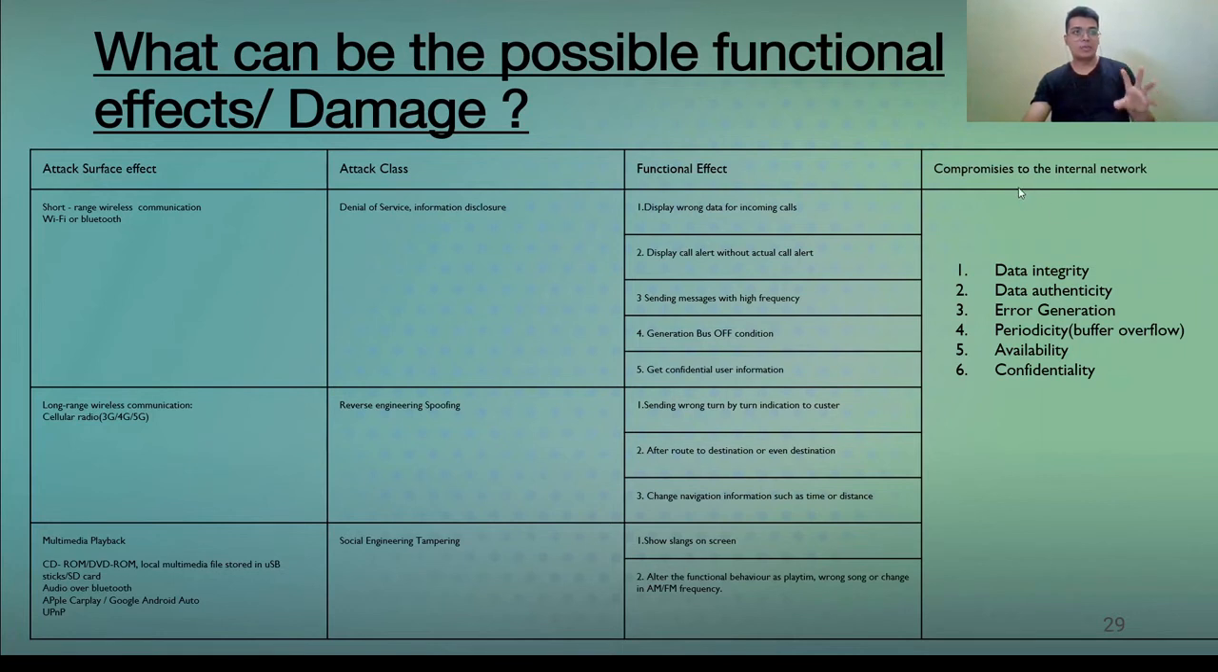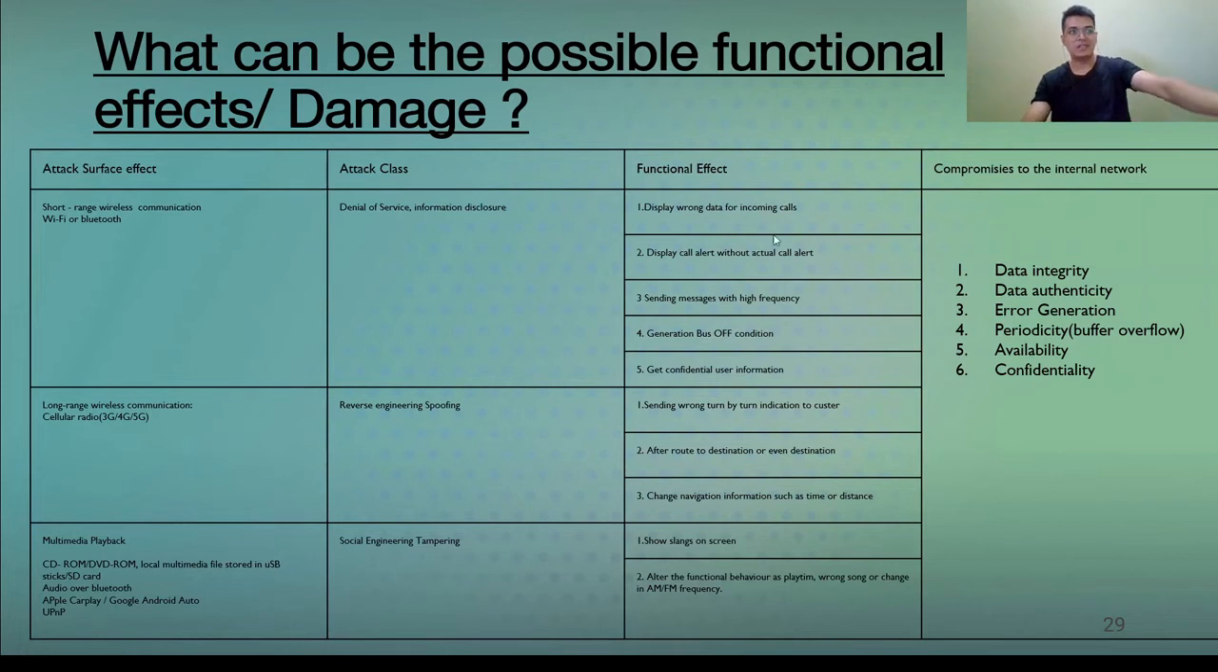And if you talk about compromise of the internal network, your data integrity and data authenticity could be compromised, you can generate errors, periodicity issues, and buffer overflow conditions, then your availability could be compromised, and your confidentiality could also be compromised. So this is how we identify the damages done by compromising an attack surface of an ECU.